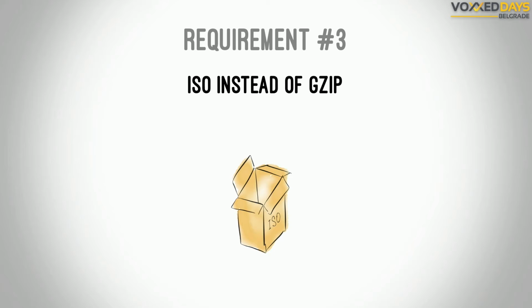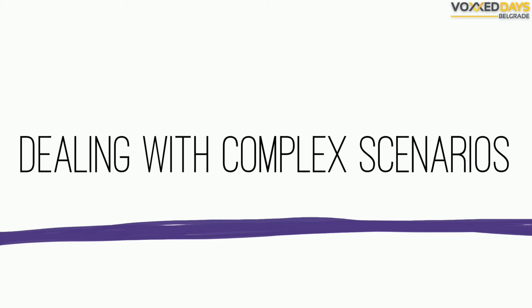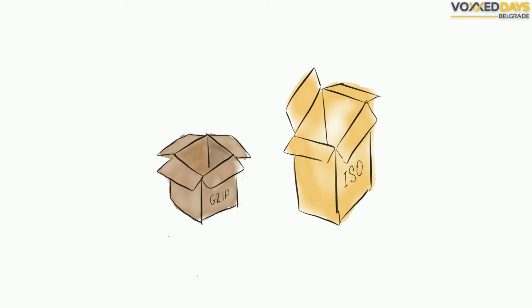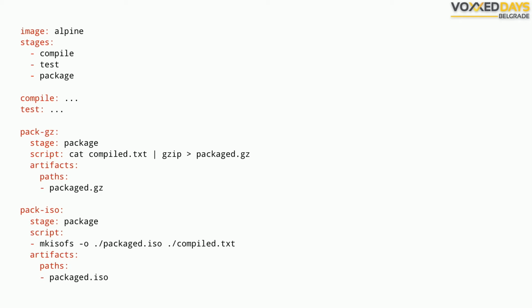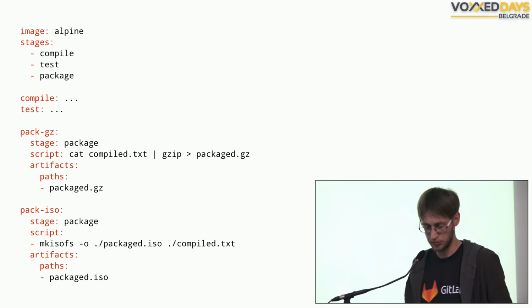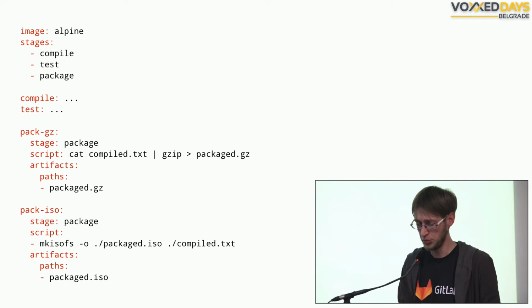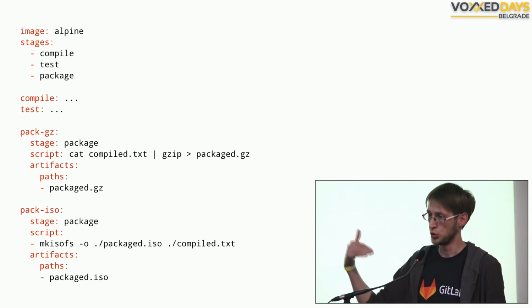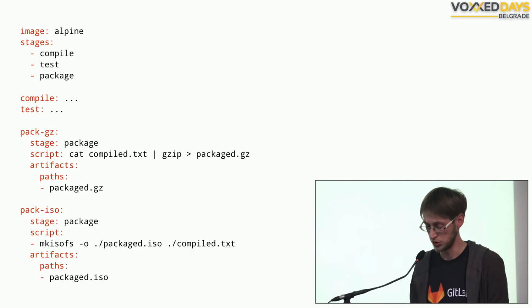Another requirement comes in, and one of the clients wants us to generate an ISO image instead of a zip archive. Now we need to learn how to deal with complex scenarios, because we could generate them in parallel as well, but ideally we would like them to be generated in parallel within that last package stage. So let's see how to do it. We specify another job. We call it pack ISO, and now the stage is different from the job name. We have 2 jobs, pack GZ and pack ISO, but the stage is the same. By doing so, they will be running in parallel during the package stage execution.